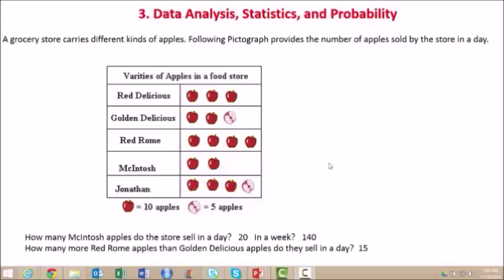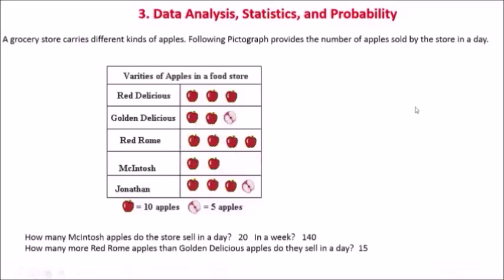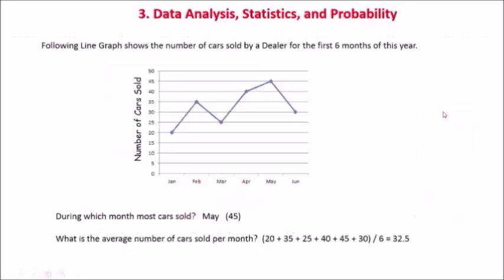Okay? Then the question in the exam, in the test, they will ask how many Macintosh apples do they sell in a given day? You can say it's 20. How many do they sell in a week? Then it is 7 times 20, 140. Then they may ask a question like how many more Red Rome apples than Golden Delicious apples do they sell in a day? Red Rome is 40 apples, Golden Delicious 25, so 40 minus 25, 15 apples, right? So it's very easy to interpret these kinds of charts, okay?